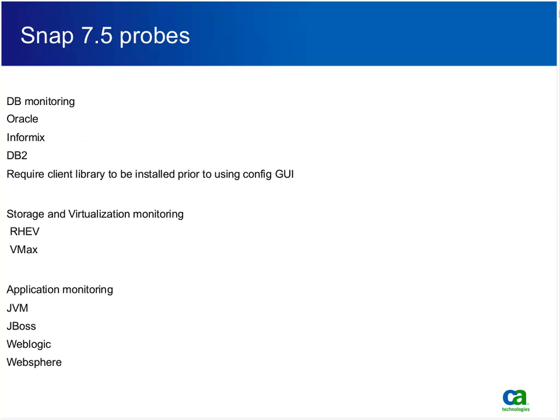As far as database monitoring goes, we've added capabilities for Oracle, Informix, and DB2. I would like to call your attention to the fact that these probes require a client library to be installed prior to using the config GUI, but they still follow the same ease of use paradigm to the extent possible. As far as storage and virtualization monitoring goes, we've added coverage for Red Hat virtualization and VMAX, and application monitoring now supports JVM monitoring, as well as 3 app servers: JBoss, WebLogic, and WebSphere.